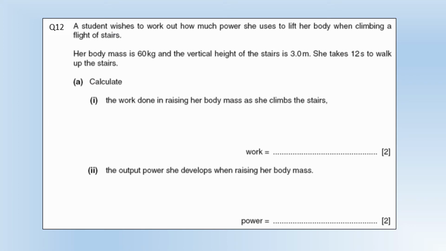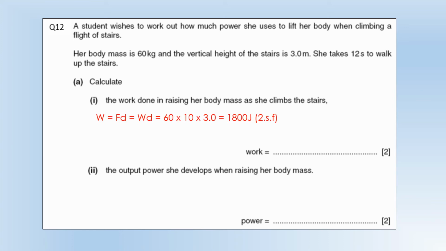A student wishes to work out how much power she uses to lift her body when climbing a flight of stairs. Her body mass is 60 kilograms and the vertical height of the stairs is 3 meters. She takes 12 seconds to walk up the stairs. Calculate the work done in raising her body mass as she climbs the stairs.